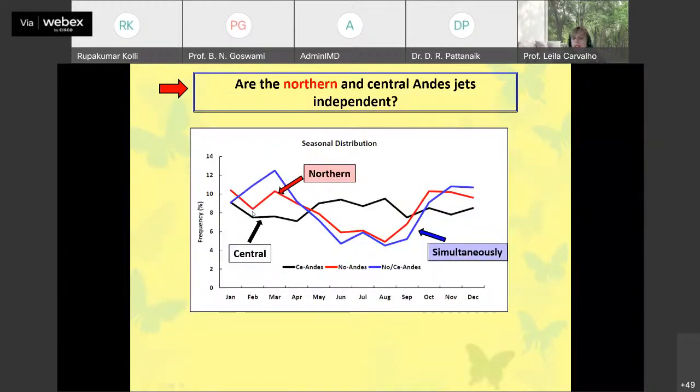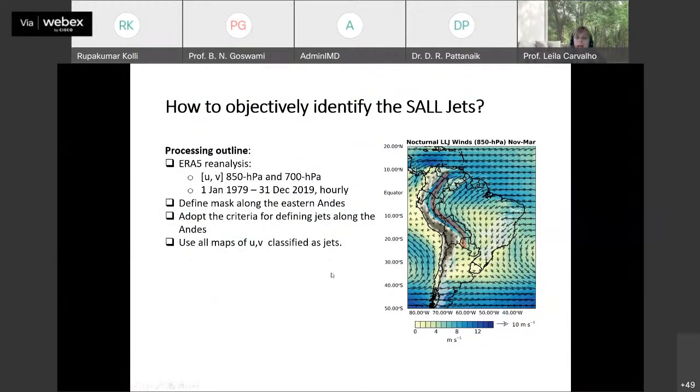Now, if you look at the seasonal cycle of those jets, you see that for the northern Andes it actually peaks in March, but also in the pre-monsoon season, which is very important. Whereas the central jet peaks in the winter. But sometimes you have both jets simultaneously. As I showed before, they act in different ways, almost opposite ways, but often they appear simultaneously. So we are interested in understanding what kind of circulation occurs when they happen simultaneously, and when they happen independently.